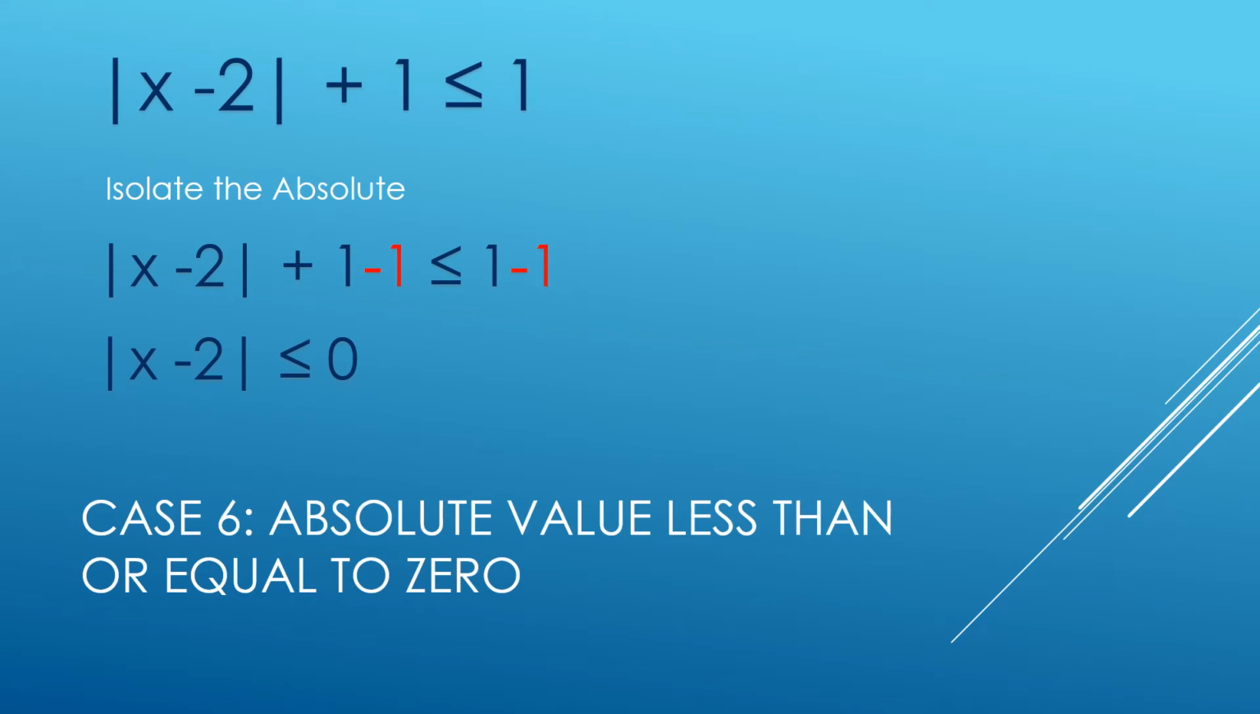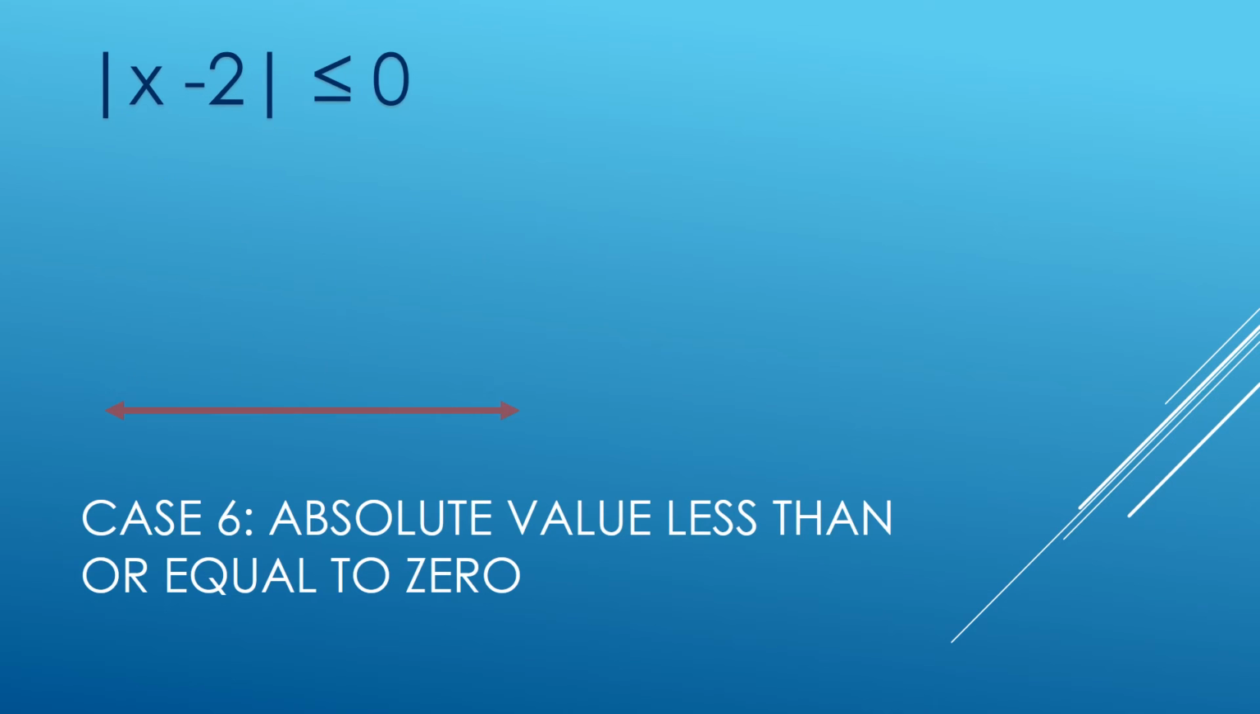Well, this falls into case 6, the absolute value less than or equal to 0. This means we need to drop the absolute value bars and set it equal to 0, because absolute value can never be less than 0, so the only time it will be true is when it's equal to 0. So we're going to add 2 to both sides of that equation, and we'll get x equals 2. So this is the point we're going to include.